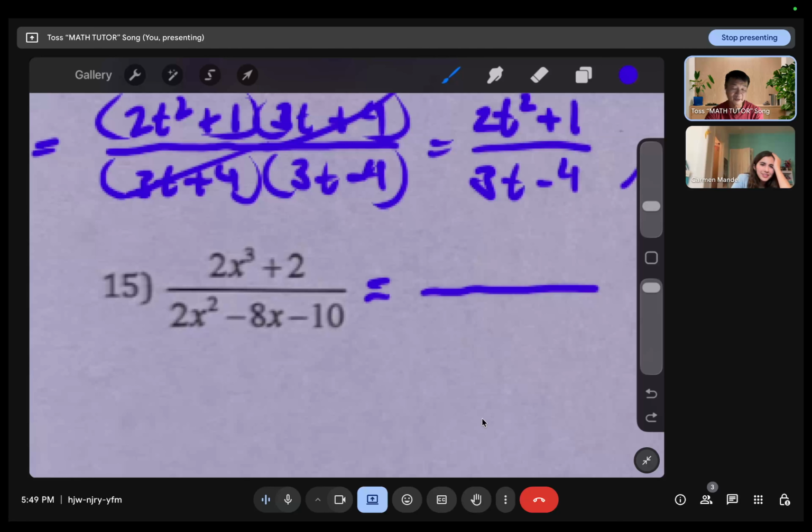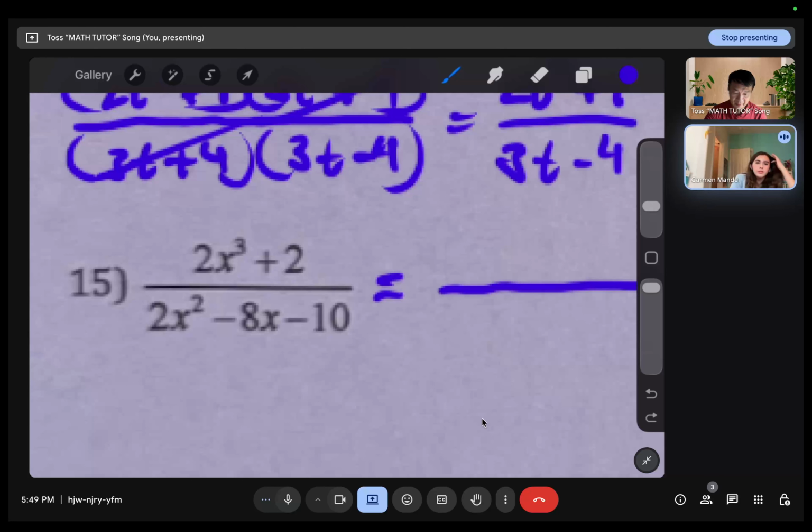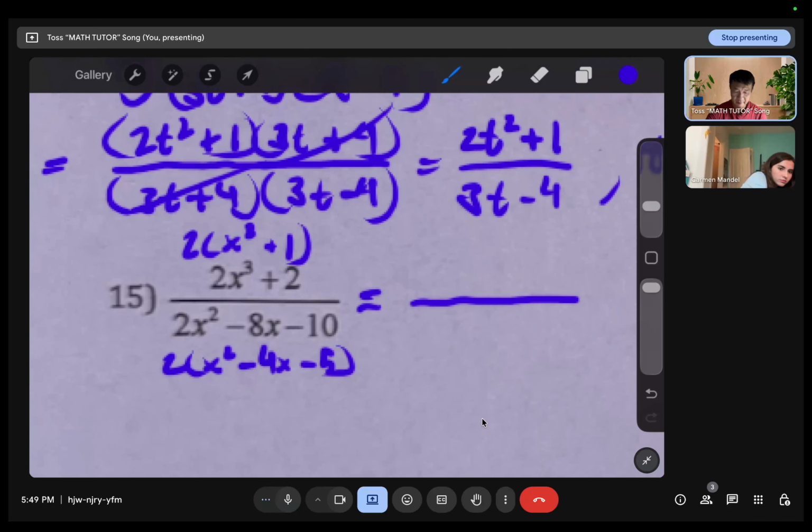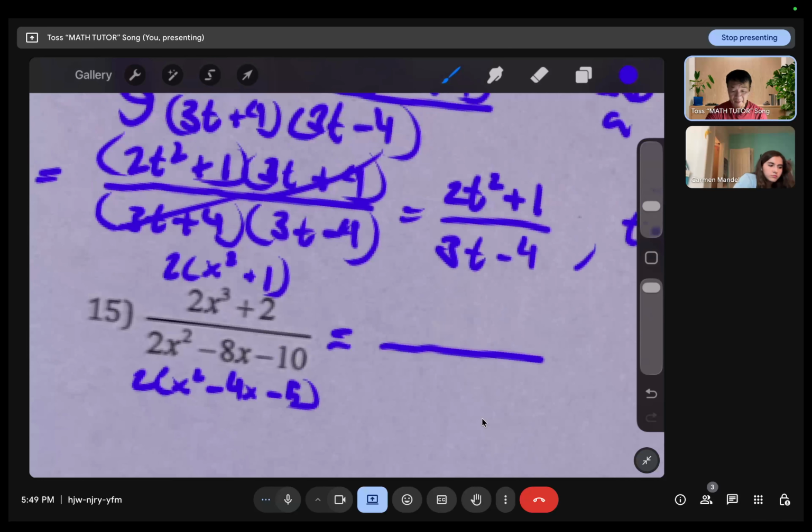Let me tell you, you have to always look for a GCF at the top and the bottom every single time. The top and the bottom have a common factor of 2, so we factor the 2. It'll be 2 times x cubed plus 1, and the bottom would be 2x squared minus 4x minus 5. Double check my math. Is that good? Okay, now you can actually do the difference of cubes.